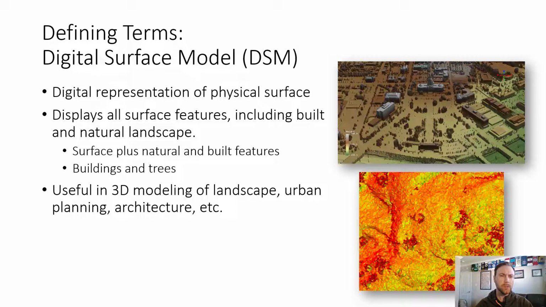That's useful in 3D modeling of landscape, urban planning, architecture, anywhere where you need a realistic representation of what is on the ground. If you were to stand there in person and look around, a digital surface model would be the closest representation to what you would see. Whereas a digital elevation model is really almost an imagined landscape. It would be what the landscape looked like maybe before development or without any trees, just like standing in a field of grass, essentially.